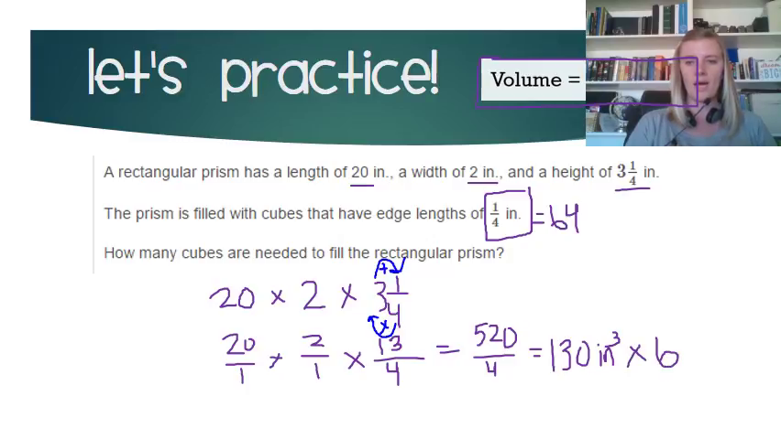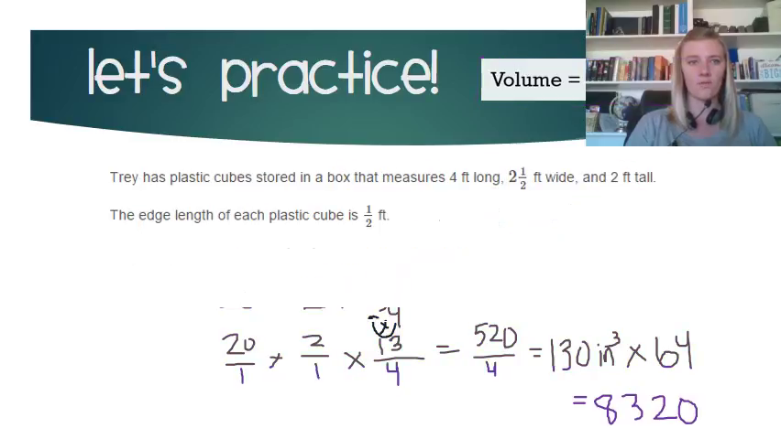Okay, so what we're going to do now, instead of dividing, we are going to multiply our volume by that 64. So 130 times 64 equals, there will be 8,320 cubes to fill that rectangular prism when they are 1/4 inch length. Let's try one more of these.